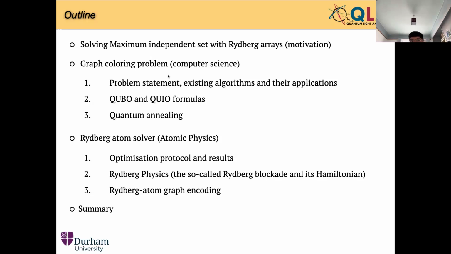And then the talk will be separated in two parts. The first part will be the graph coloring problem, which is much more like content from computer science fields. This is not my expertise, but if anyone sees that I have made some mistake, you can just feel free to interrupt me at any time. The second part will be the Rydberg atom solver, which is quite a physics part. People in the atomic physics field would be familiar with this one. I will introduce you the optimization protocol, the essential physics of the Rydberg system, and how we encode the optimization graph into our Rydberg atom graph here.